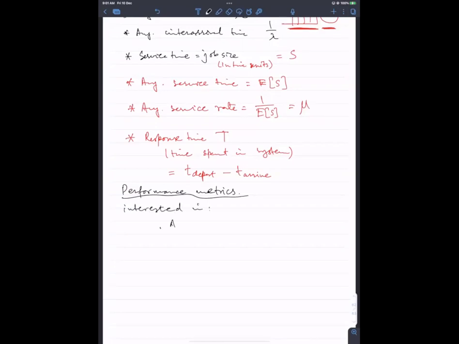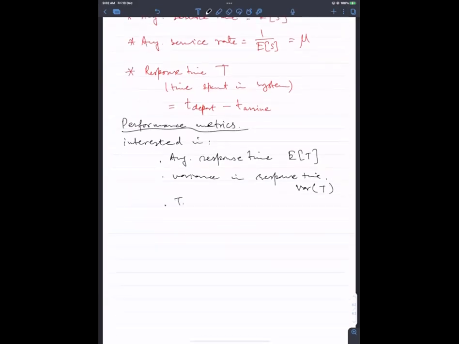What we are interested in is average response time. On average, how much time do you take in the queue? We are also interested in variance in the response time. Average response time, expected value of T, and variance is variance of T.